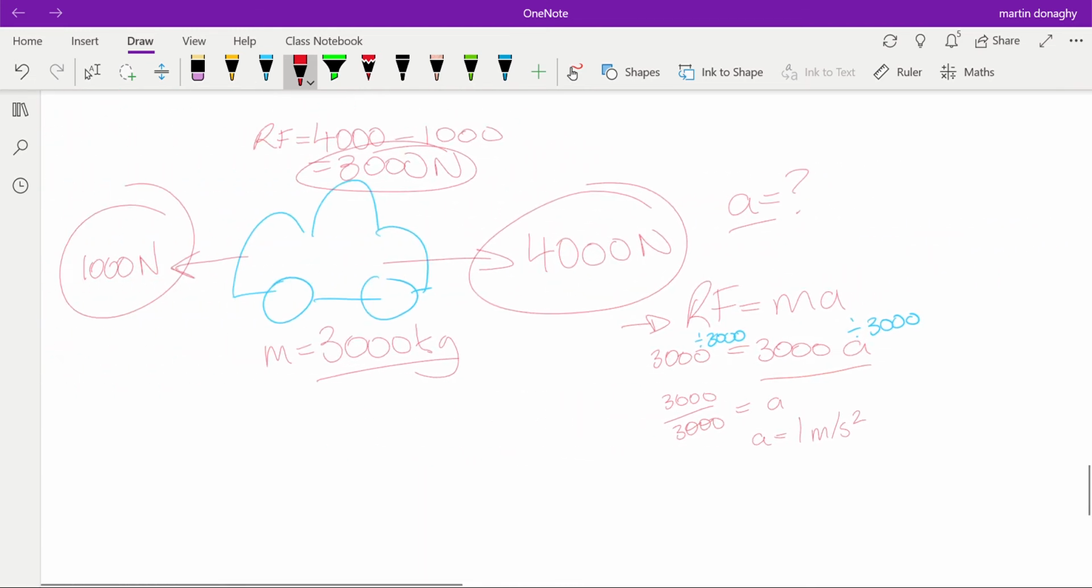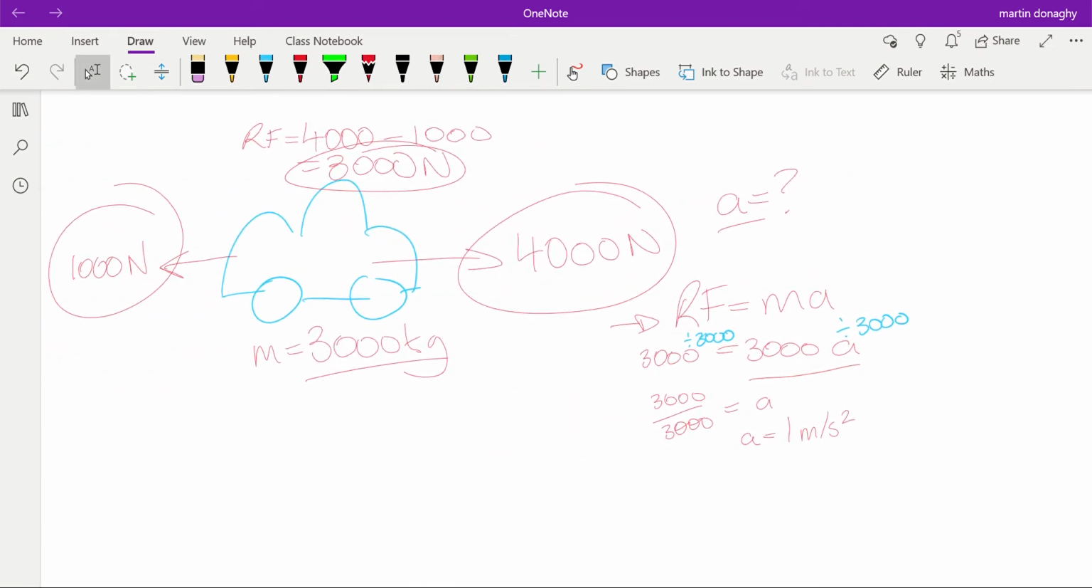You will get some questions where you're not given the resultant force. You're given a system of forces, all the forces that act on the object. Before you can use Newton's second law, resultant force equals mass times acceleration, you may have to work out the resultant force. So there are two steps. Step 1, work out the resultant force. Step 2, use that to work out the acceleration of whatever the question is asking about.